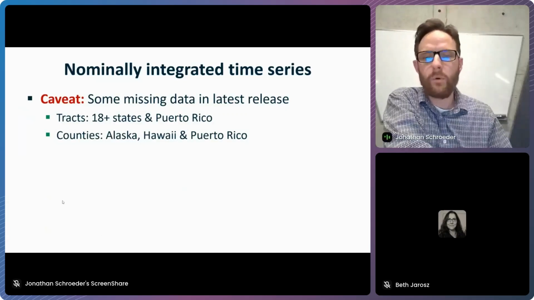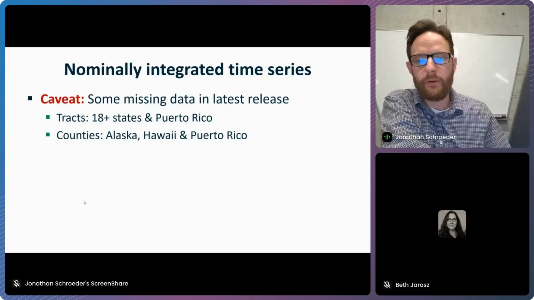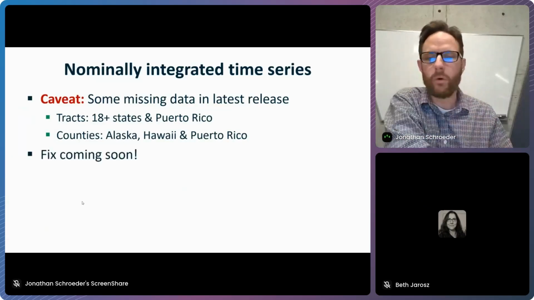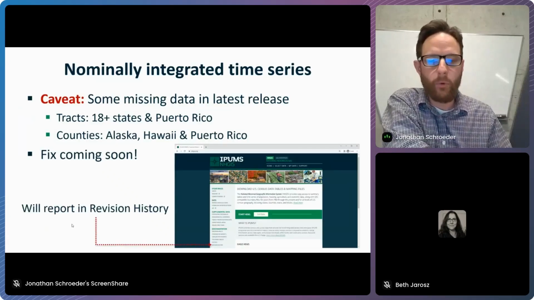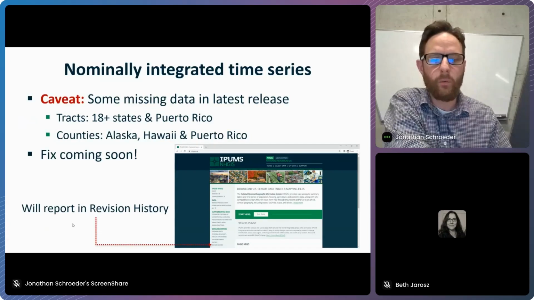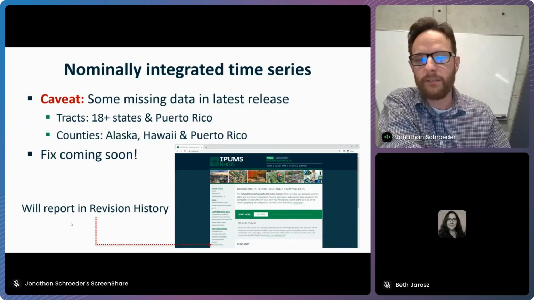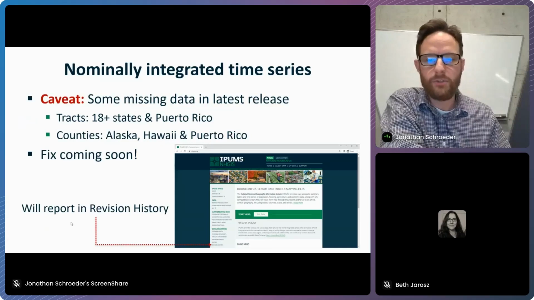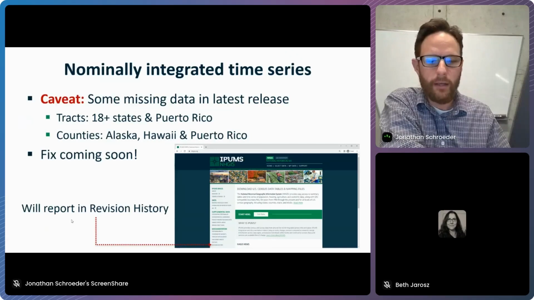A big caveat just at this moment is that we just discovered this week, our release a couple of weeks ago had missing data in tract data and county data for lots of different areas. We are working diligently to fix that as quickly as we can, and we will report that in our revision history on our webpage as soon as that is fixed. So if you're chomping at the bit to get started with this, make sure you check on that before you get the tract or county level data. And I apologize greatly for that.